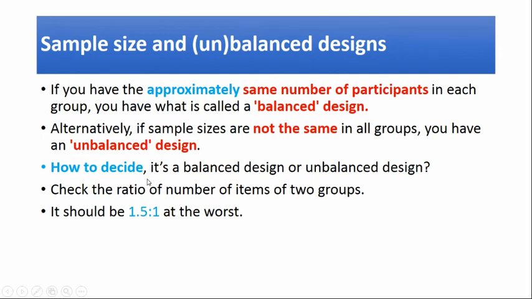How to decide whether it is a balanced or unbalanced design? Check the ratio of the number of items in the two groups. It should be 1.5 to 1 at worst, meaning not less than 0.8. Check the number in the first group, check the number in the second group, and divide one by the other. If your ratio is within this limit, then you can say you have a balanced design.